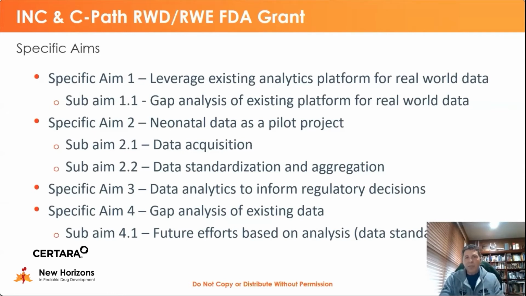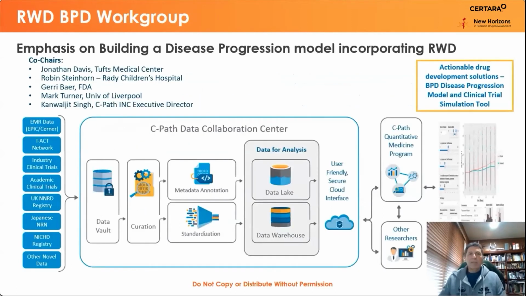And in order to demonstrate that in a meaningful way, we have two pilots to illustrate in a context of use opportunity specific projects. One of them is to build a disease progression model incorporating real-world data for bronchopulmonary dysplasia. Again, you see the co-chairs there. We have really the dream team of academic scientists, regulatory authorities, and operational colleagues who really understand the requirements around collating this information, providing guidance in terms of data privacy, the curation, standardization of the data.